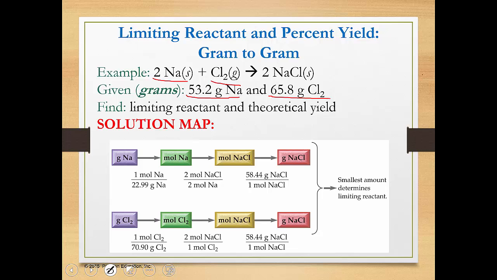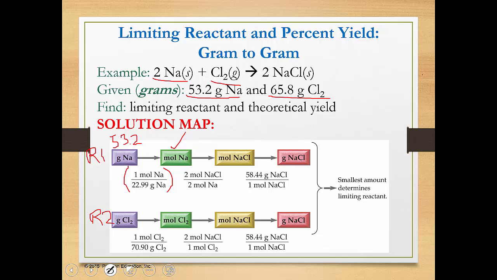We start by finding the limiting reactant. So we're going to take each reactant, reactant 1 and reactant 2, and run it through the same process. I'm going to take that 53.2 grams of sodium, and I can't compare grams of sodium to grams of sodium chloride directly. I've got to go through moles. Moles is my translator. So I get the molar mass from the periodic table of sodium, 22.99 grams per 1 mole. Okay, so now I have the moles of sodium.